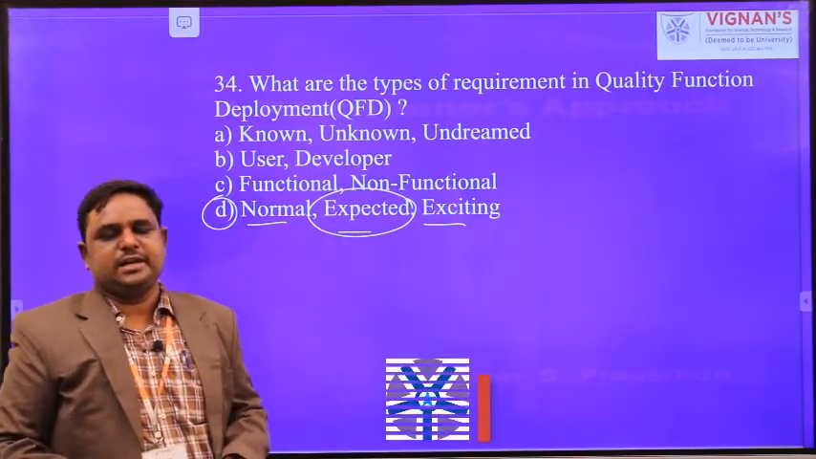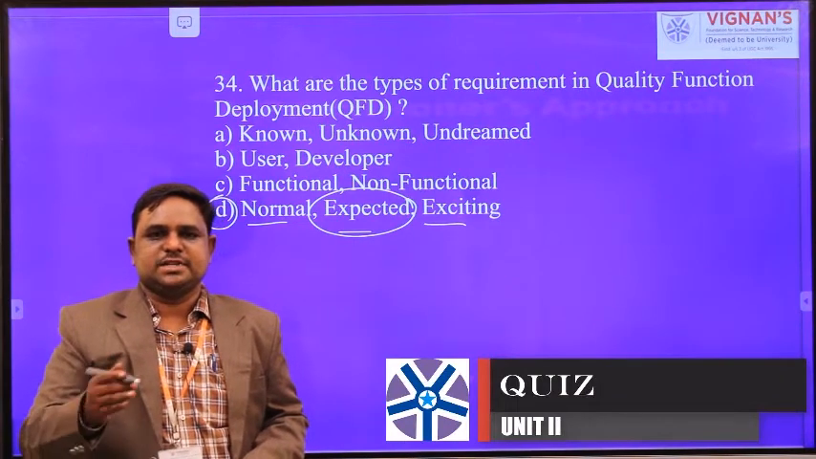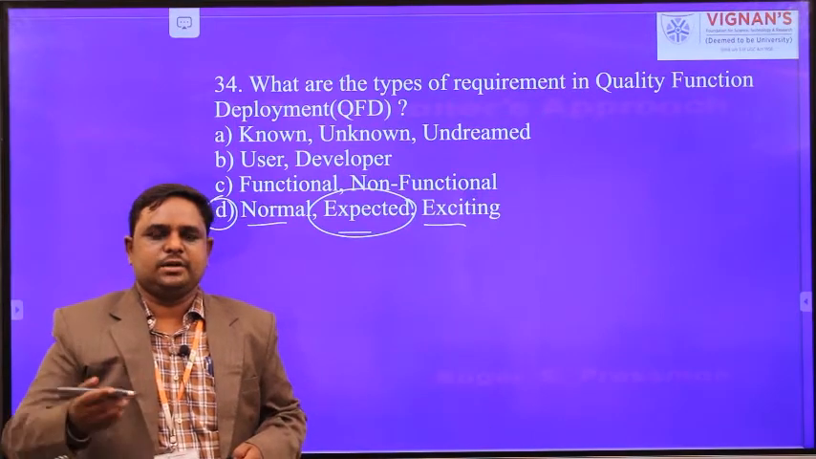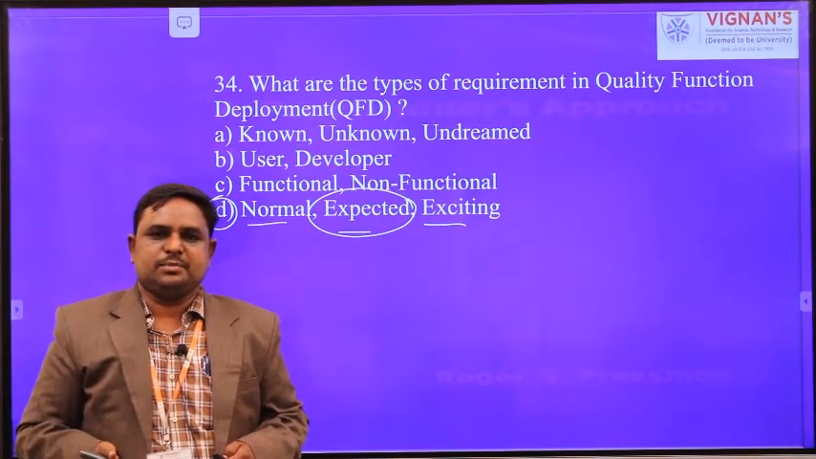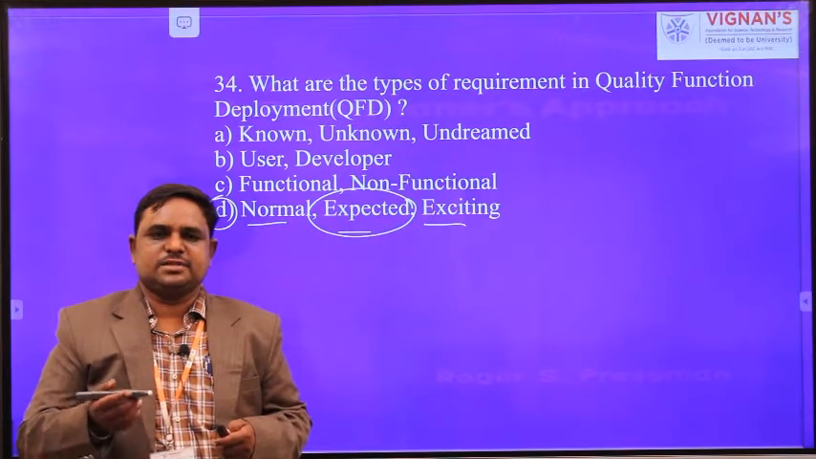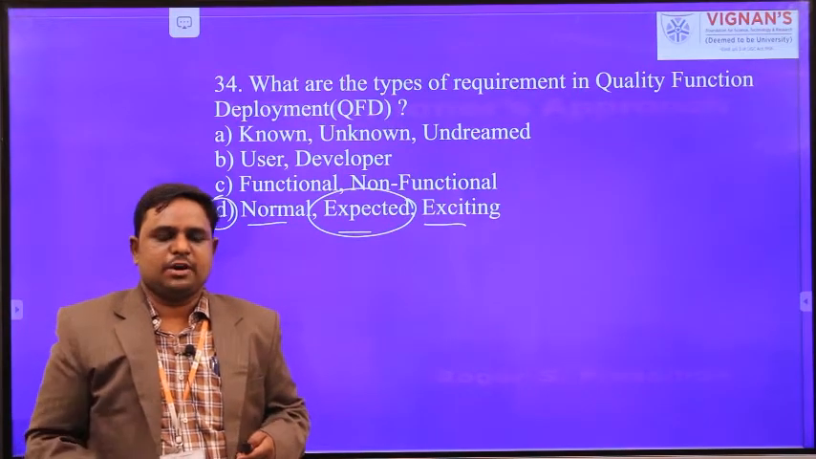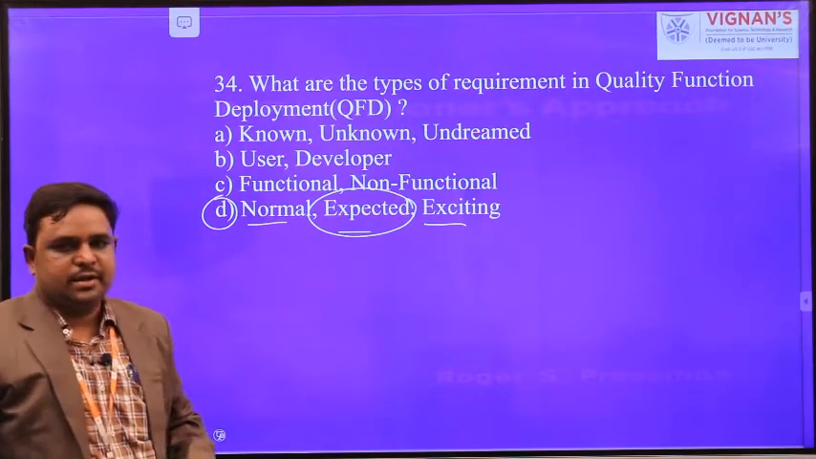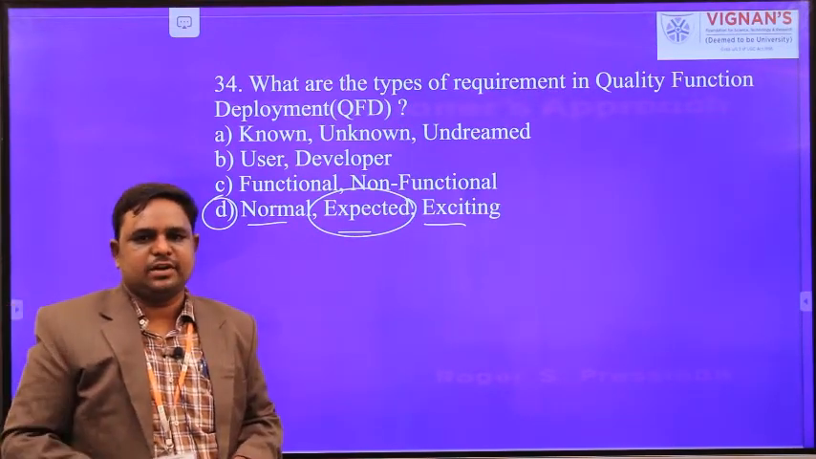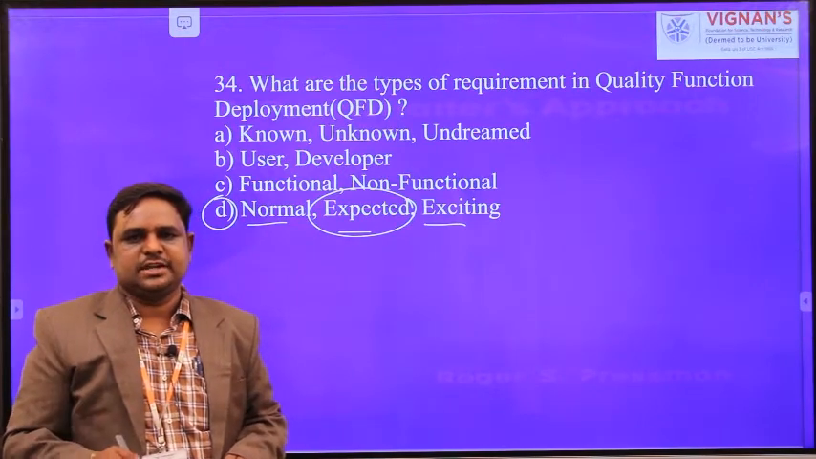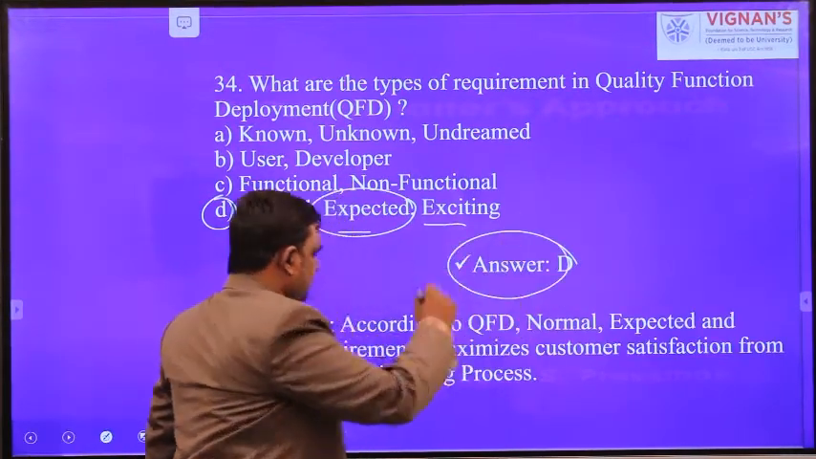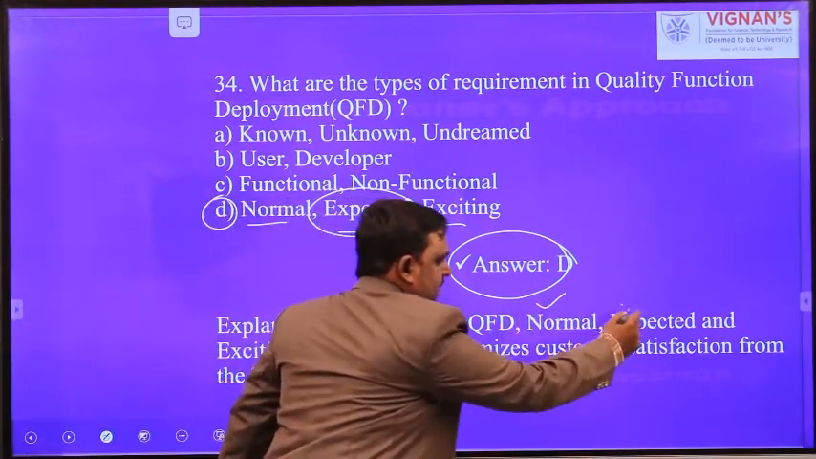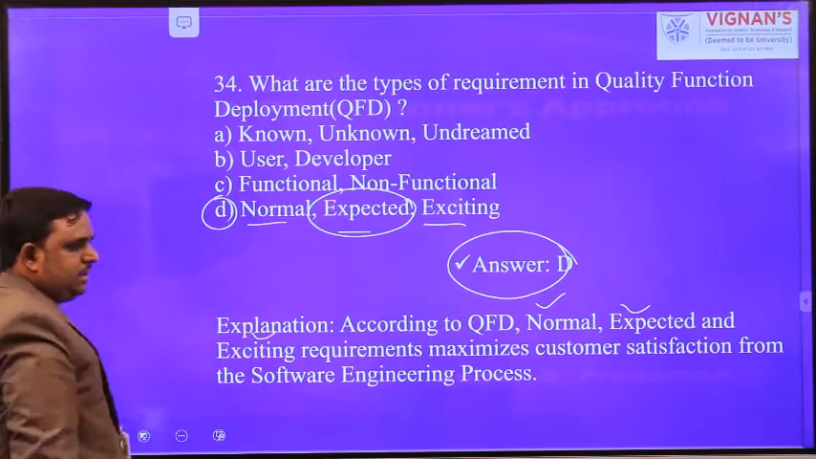And next one is exciting requirements. Exciting requirements come under the performance aspects which the customer has no idea about. That means whenever the customer is accessing the software, the graphical representations or level of performance, all this comes under the exciting requirements. So the answer is D. So the QFD contains 3 types of requirements: normal, expected and exciting.